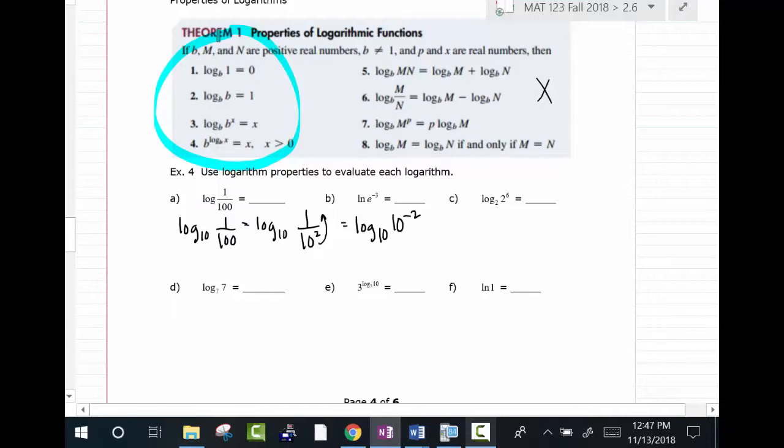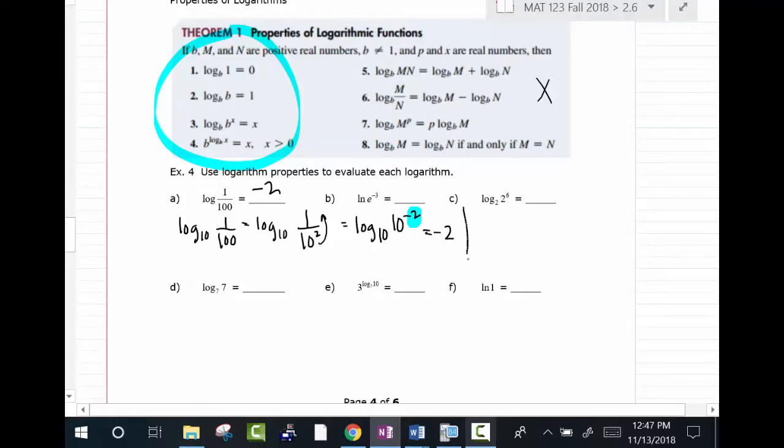3, exactly. This says log base b of b to the x. It just says that's the answer. So the answer to that problem would be negative 2. Now that's one way to figure it out with the property of log. And that's the way I'm going to try to teach this for now: just learn the 4 properties and put it together that way.